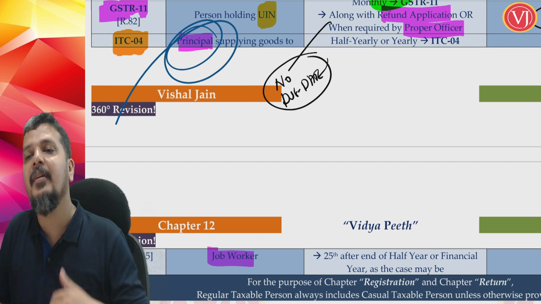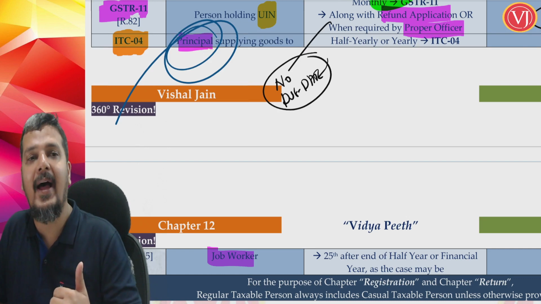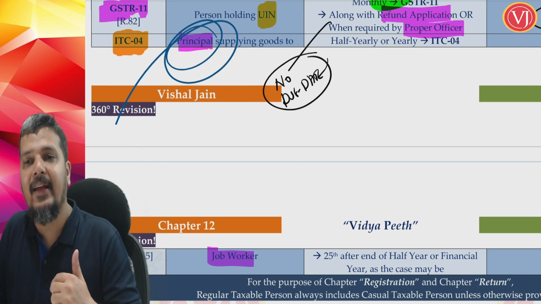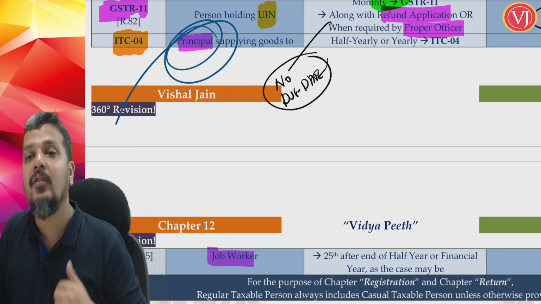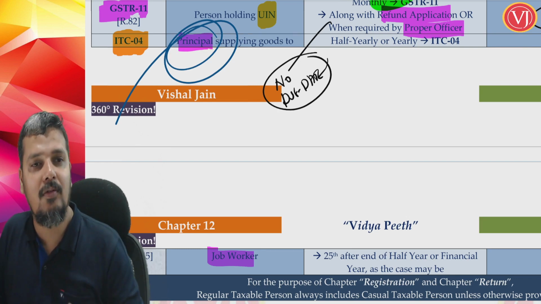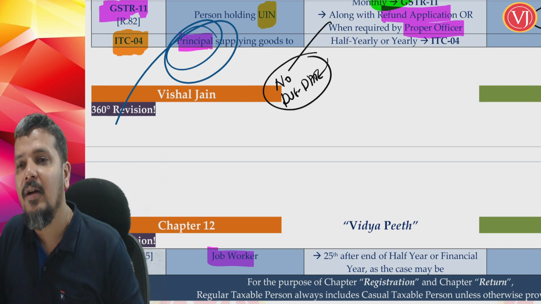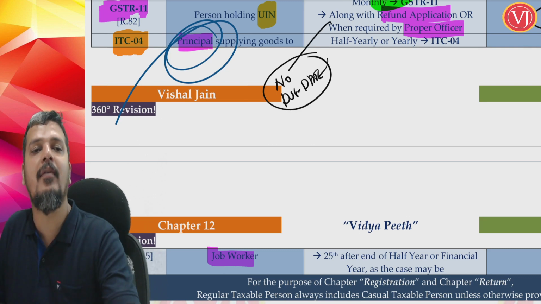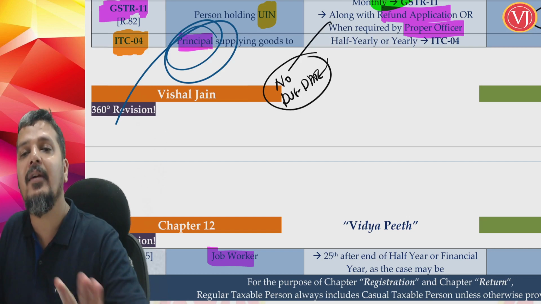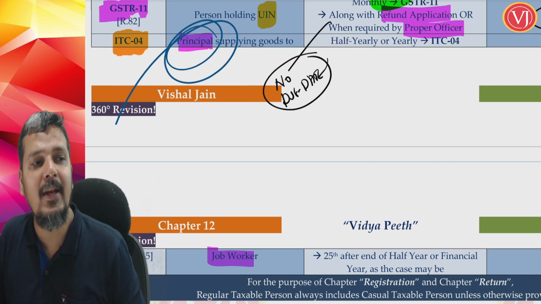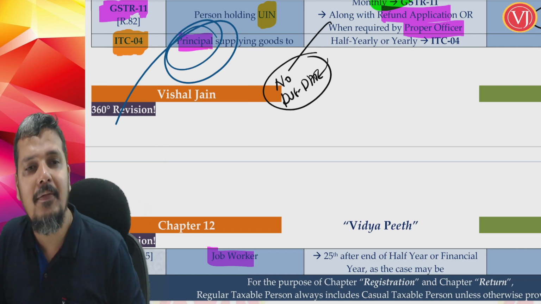Why? When the principal is sending the goods to the job worker and getting them back, there is no supply. Sending the goods to job work, no GST. Getting back the goods from job work, no GST. So the government will keep track of the goods. How many goods have you sent to your job worker and how many of them have been returned? How many of them are still lying with the job worker?